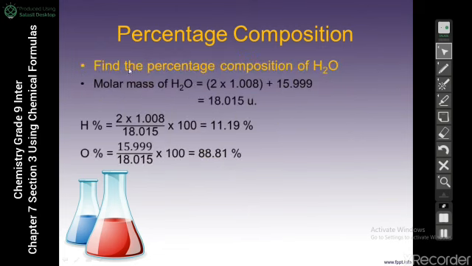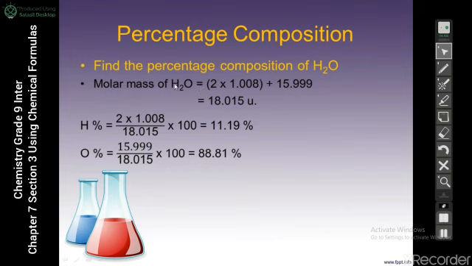For an example, find the percentage composition of H2O. H2O consists of two elements, hydrogen and oxygen. So we want to know the percentage of hydrogen in water and the percentage of oxygen in water. To do that, the first step is to calculate the molar mass of water, H2O.